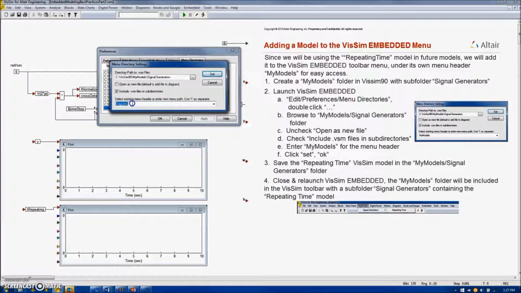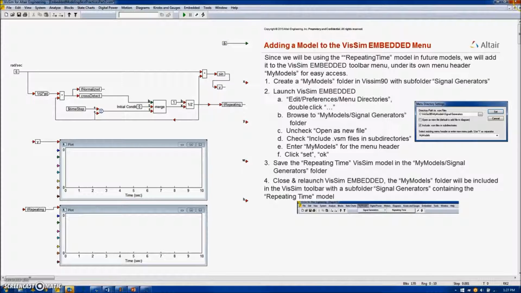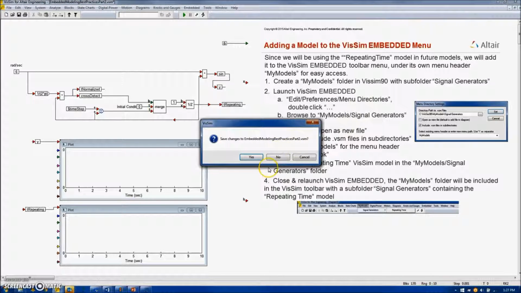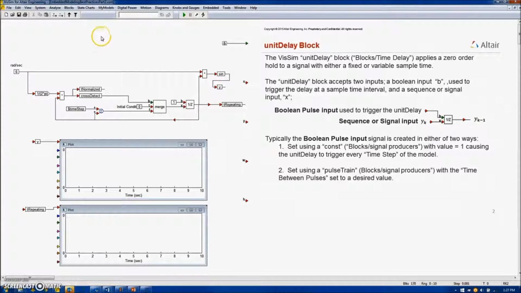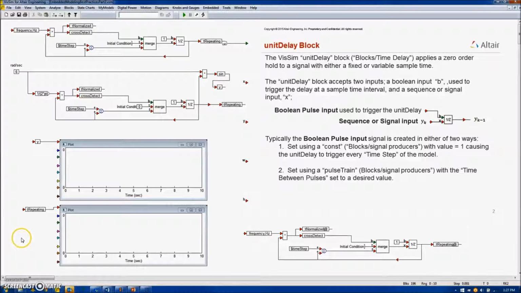And I will give this a name. I'll call it My Models. This is the toolbar name. Hit Set, OK, and we're done. Now I'll need to relaunch VisSim. So I've relaunched VisSim, and we can see My Models folder is now available with Signal Generator and repeating time in it. I can place it on the screen as many times as I want. And that's how you create your folder of models.